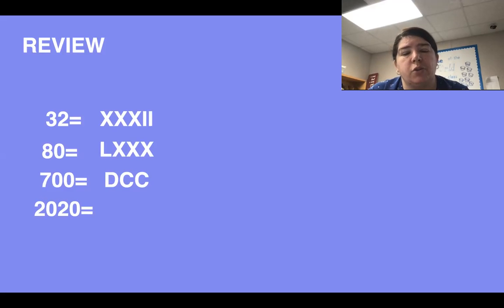And how about the year 2020? Can you write that? 2020. So I have 2000, and then I have 20. Very good. 2000 is MM. And then 20 is XX.